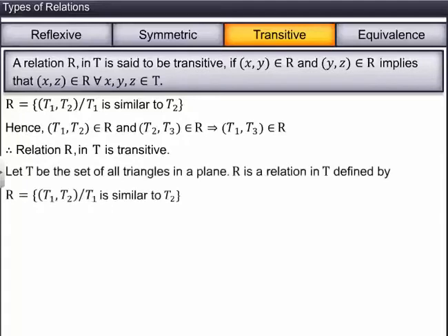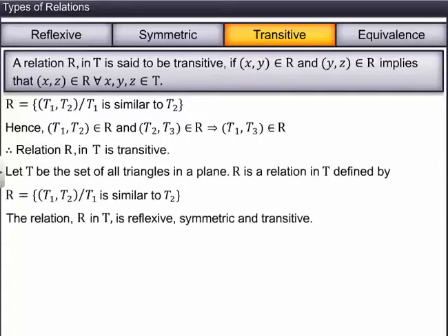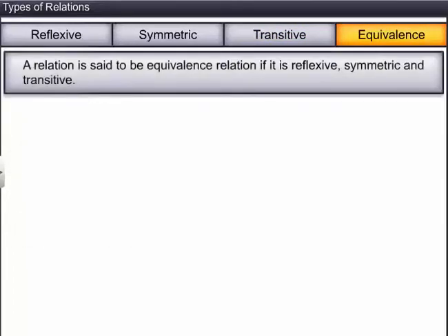Now, let's come back to relation R in set T. We observed that the relation R in T is reflexive, symmetric and transitive. Such a relation R in T is called an equivalence relation. Mathematically, a relation is said to be an equivalence relation if it is reflexive, symmetric, and transitive.